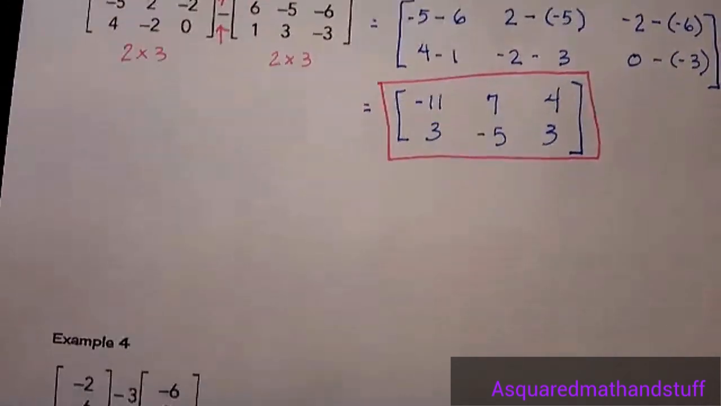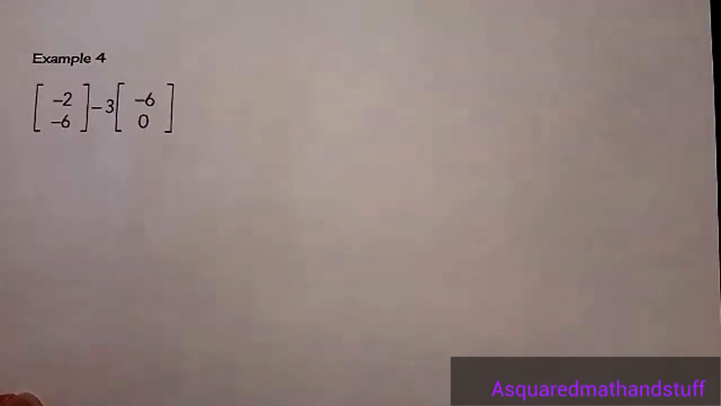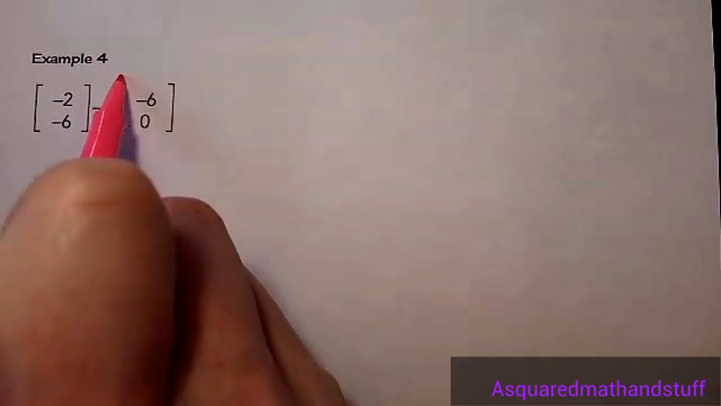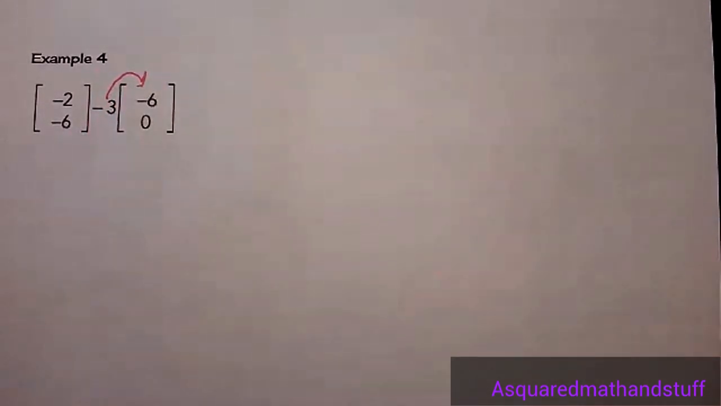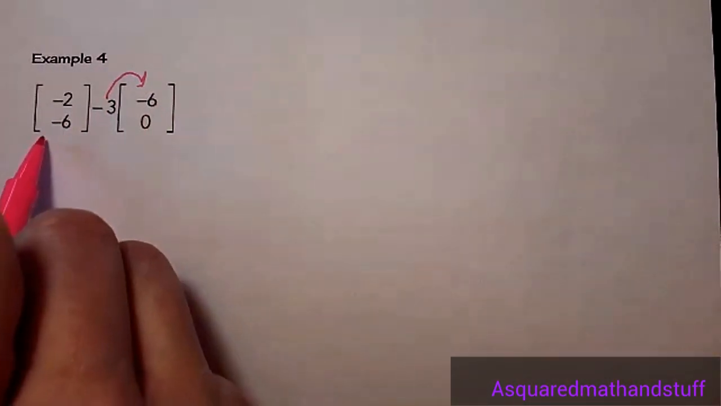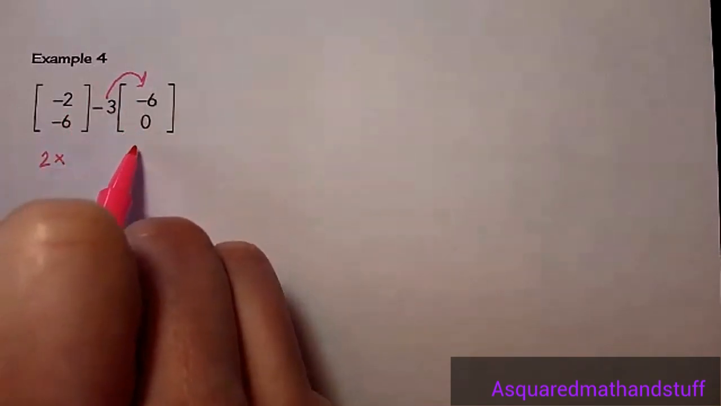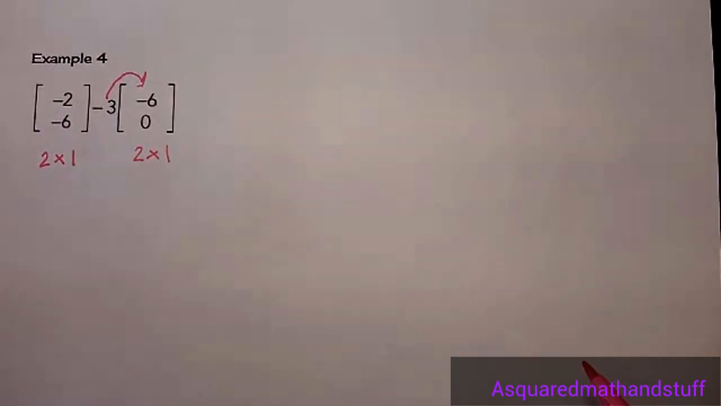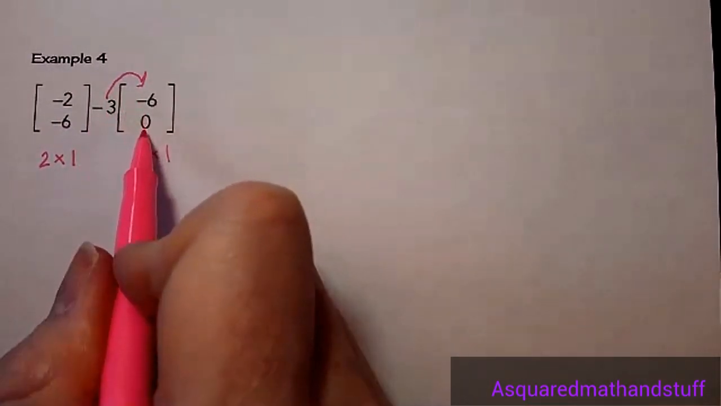The last example we're going to look at combines a skill that we looked at previous to this with the addition and subtraction of our matrices. So in this one, we have to look at order of operations first. We have to multiply this 3, or negative 3, however you want to look at it, through to this matrix. And before we do that, we should double check to see if we have similar dimensions. So we have a 2 by 1, subtracting it from a 2 by 1. So we can do this.